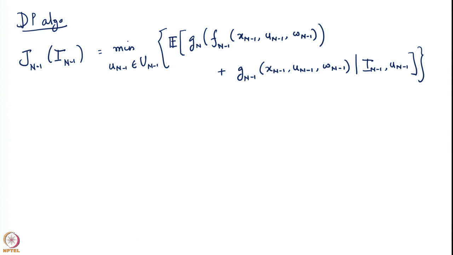All right. So this here is our cost-to-go at time n minus 1, a function of I_{n-1}. It is obtained by minimizing over the action u_{n-1} the expectation of the terminal cost and the stage-wise cost, conditioned on I_{n-1} and u_{n-1}. We have explicitly conditioned here on u_{n-1} just to make sure that you are clear that u_{n-1} is a parameter that you have conditioned on and it's not a random variable. So the expectation here, remember, is over everything that is random after having conditioned on this.